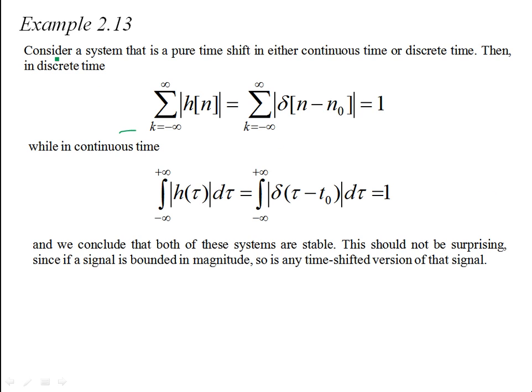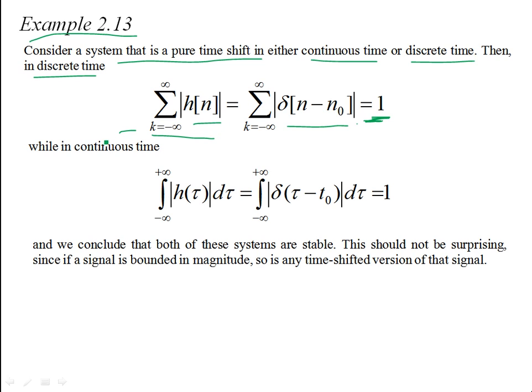Now this is example 2.13 from the course text. It says: consider a system that is a pure time shift, in either continuous time or discrete time. Then in discrete time, your impulse response should be absolutely summable. If the system is delaying the input by n naught, where n naught is a positive quantity for it to be causal as well, then the sum is 1 because this is a unit sample sequence. So you see h of n is absolutely summable.